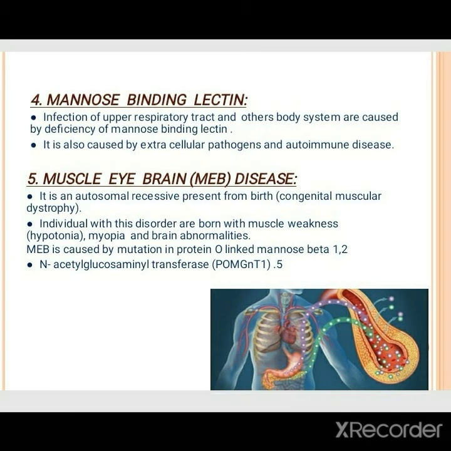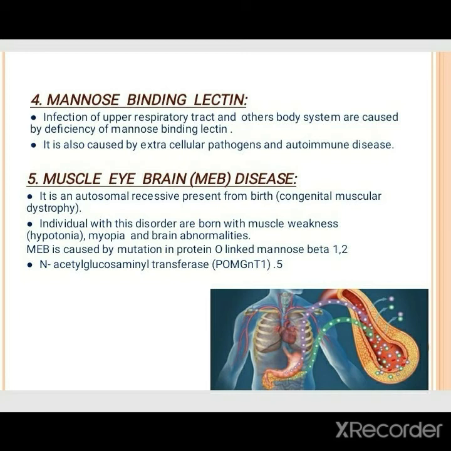The other disorder is mannose binding lectin deficiency. This is a condition that affects the immune system. People with this condition have low levels or deficiency of an immune system protein called mannose binding lectin in their blood. It is due to extracellular pathogens and autoimmune disease. It causes very serious symptoms like pneumonia and meningitis.